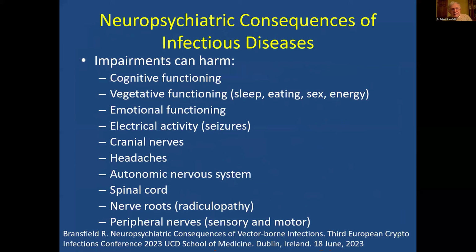One way to break it down in terms of neuropsychiatric problems is let's look at the nervous system in an organized way. So you could have impairments that could be cognitive.